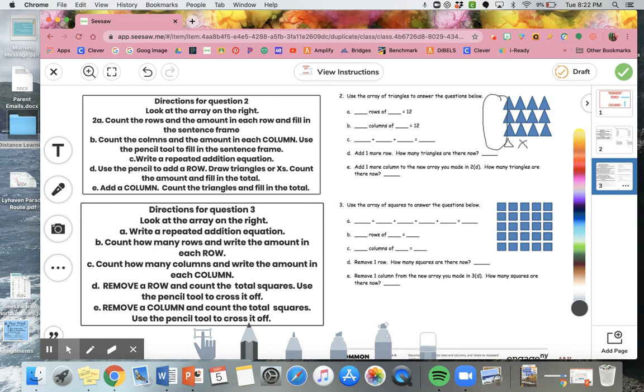Then question 3, use the array of squares to answer the questions below. So once again, you want to fill in the blanks using the pencil tool, using the array, and then you remove a row. So you could just cross it off, okay? And then you write how many there are, and then a column, you would cross it off, okay? And then you can use repeated addition equation once again to help you solve that. And then once you're done, you want to click the check when you're done.